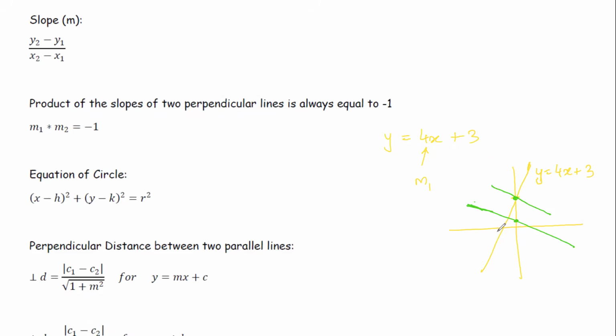So if it's this line, then you can know that the slope m2 will be equal to negative 1 by m1, which is 4. So m1 into m2 is equal to negative 1. Therefore, 4 into m2 is equal to negative 1. Therefore, m2 is equal to negative 1 by 4. So that's what the slope is, the slope of this green line.